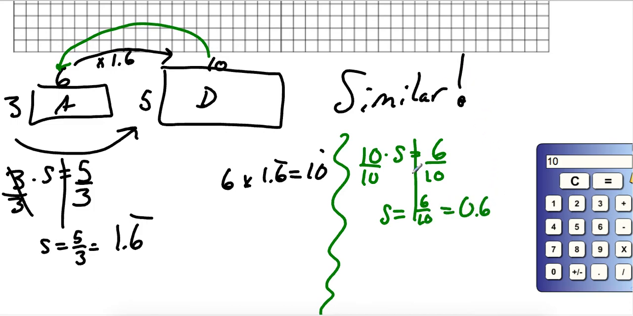I can also check if this is the similar factor that I'm looking for between 5 and 3. If multiplying by 6/10 will give me the same answer, then I know definitely that these are similar. So 5 times 6/10 is equal to, let's check the calculator, 5 times 0.6 is equal to 3, which is my missing side over here. So I know that these are definitely similar.